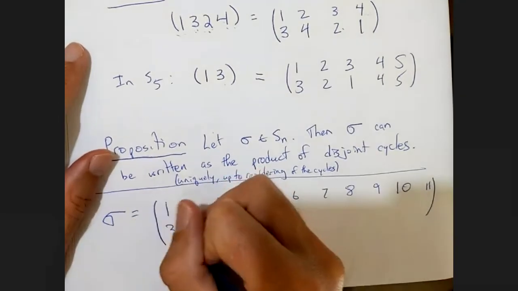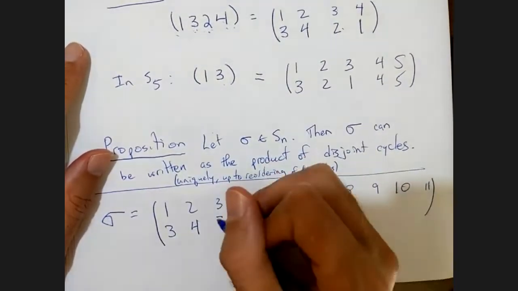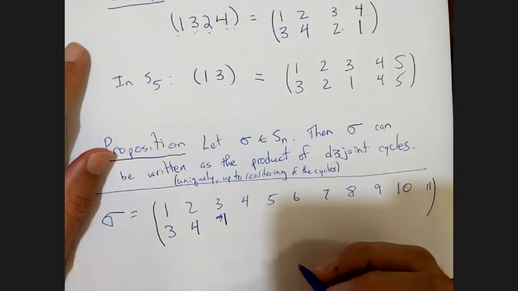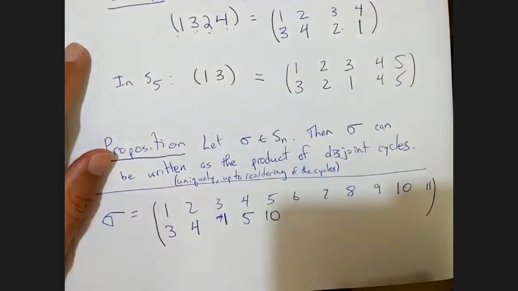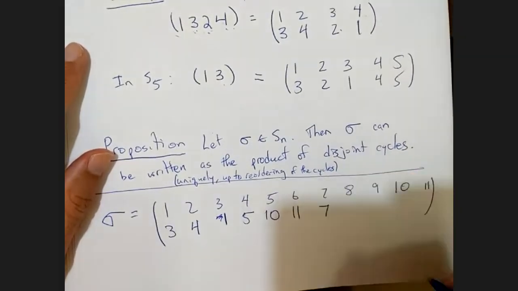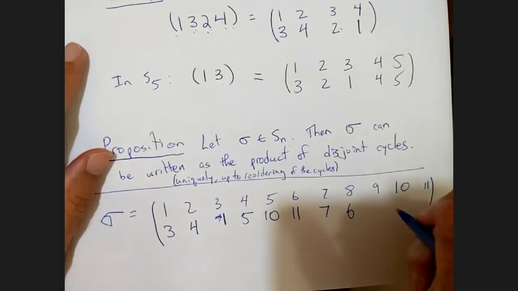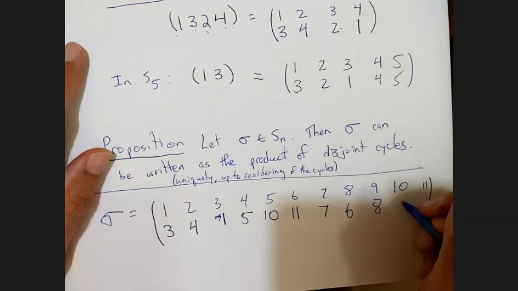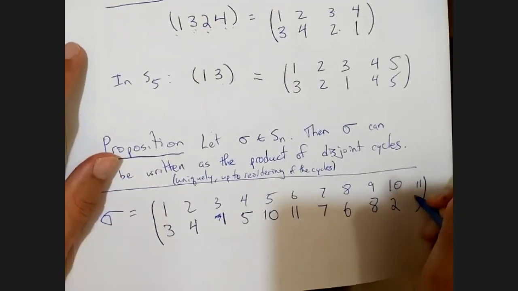I don't know, 3. I have to make sure not to repeat anything. So let's have 5. Let's see, I still need 8, and 9 and 2.